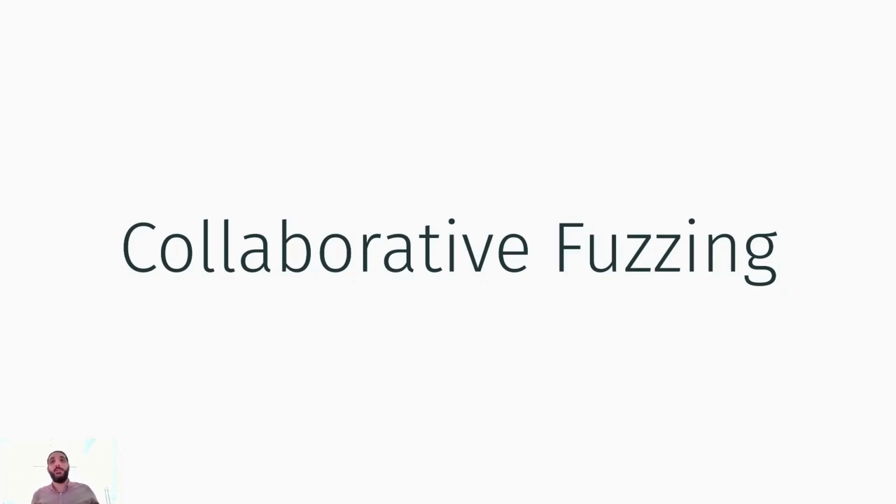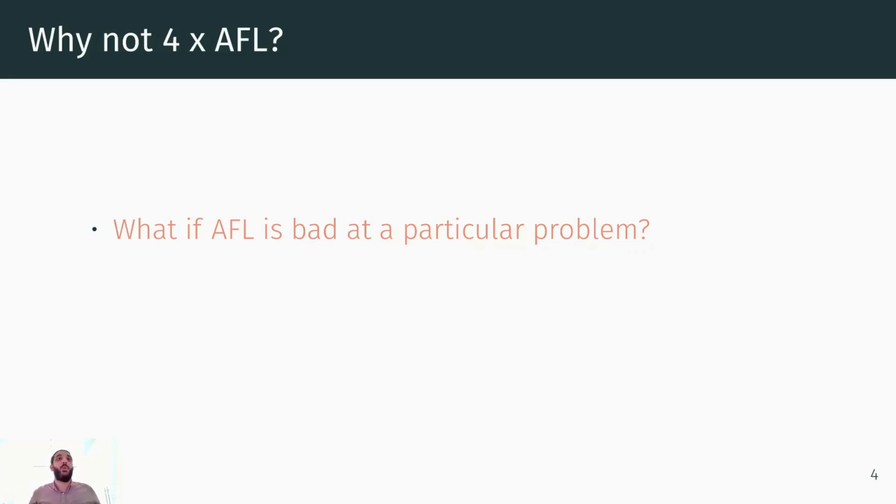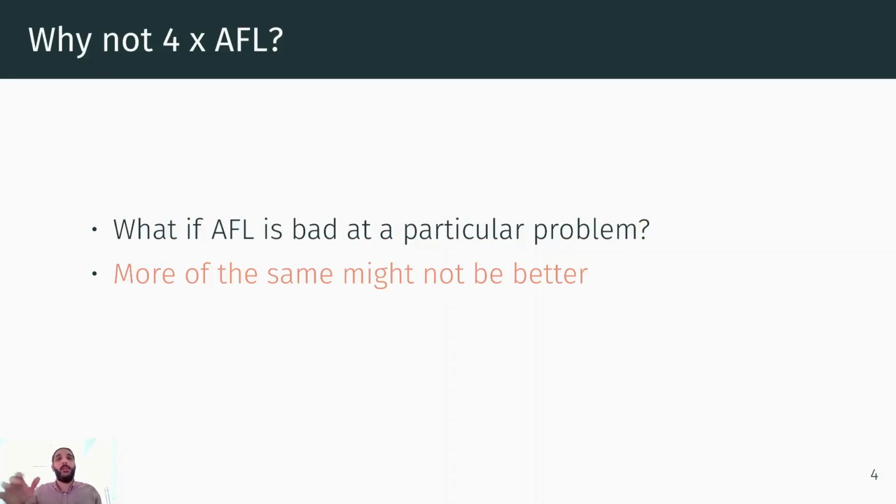In collaborative fuzzing, the question is why wouldn't you use 4 instances of the same fuzzer if you have 4 CPU cores, for example? What if AFL is bad at a particular problem, for example magic byte checks? Then, of course, if you have multiple instances of that fuzzer, you will not necessarily be better at solving that problem. That problem will prevail.